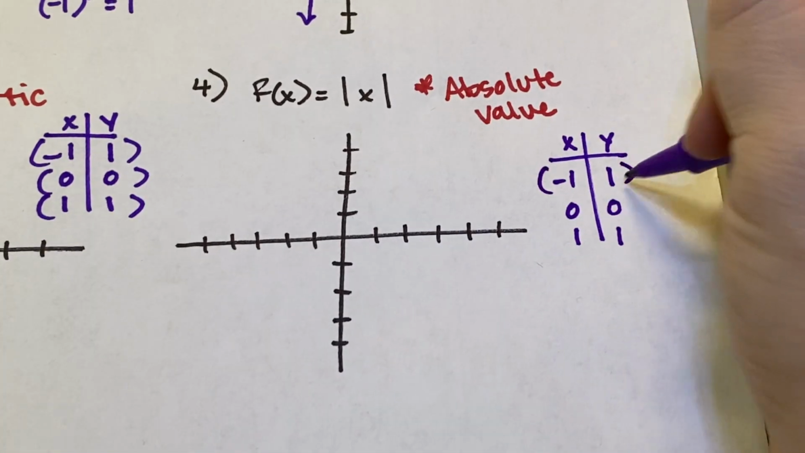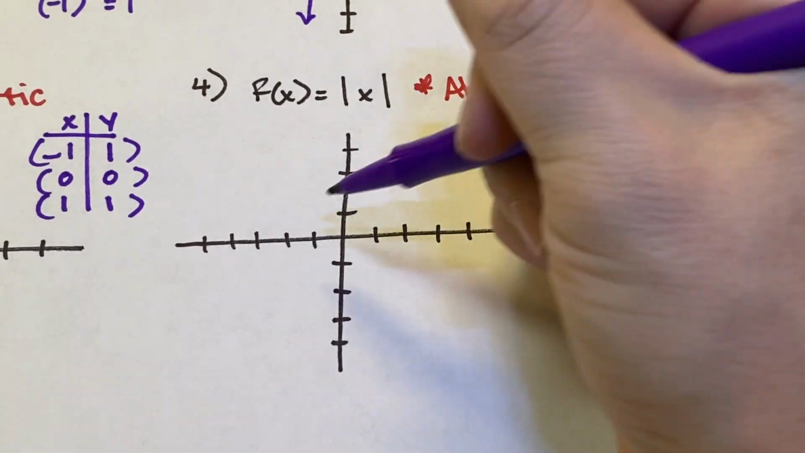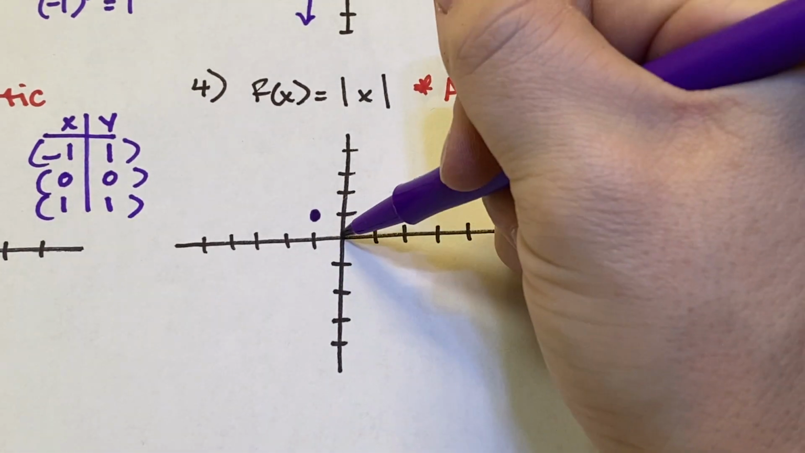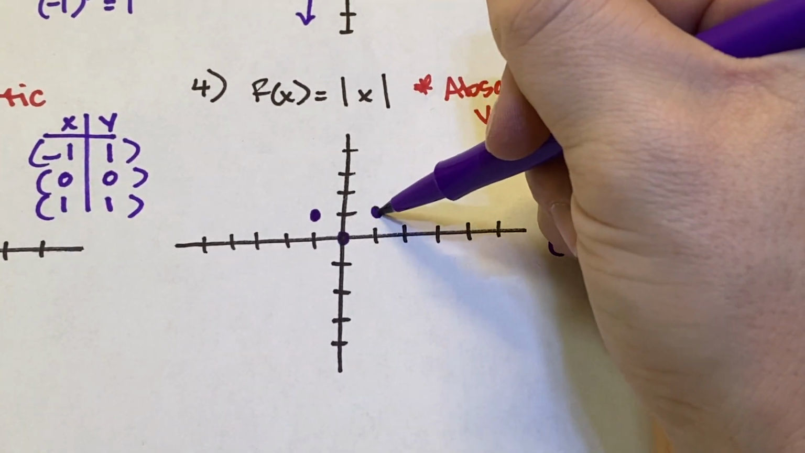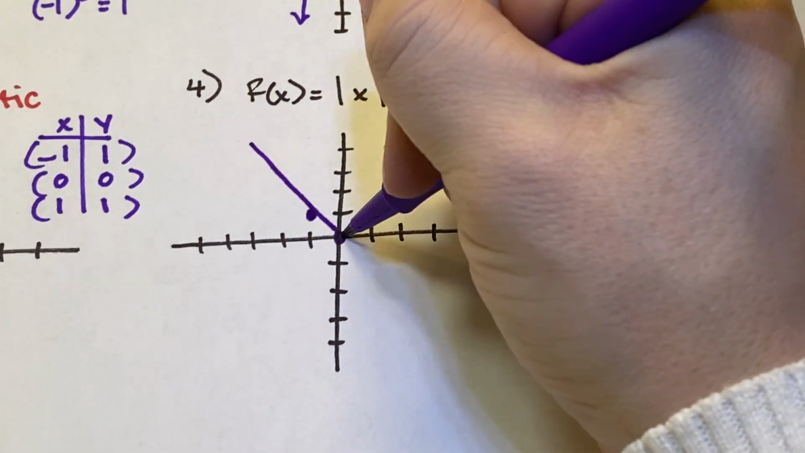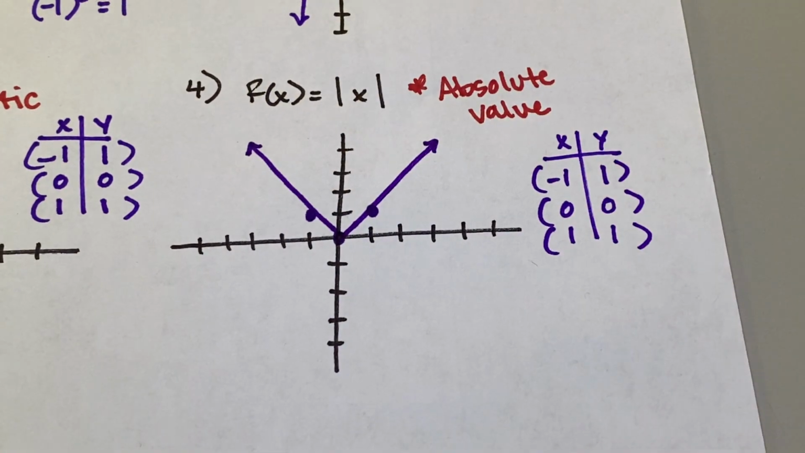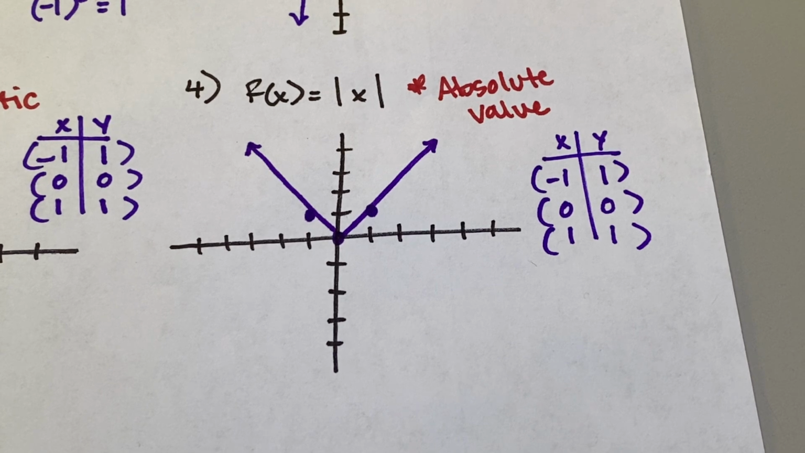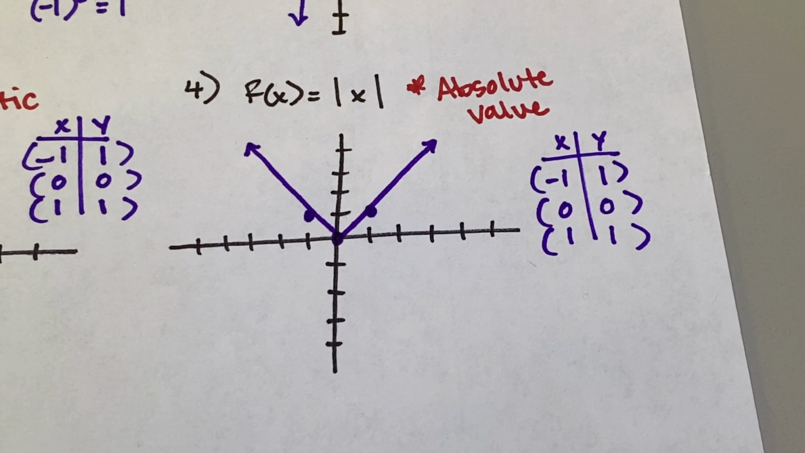So those become our coordinate points: -1, positive 1; 0, 0; positive 1, positive 1. The difference here, remember, is that it's not a U shape, it's a perfect pointy V shape. And there we go, there's our absolute value parent function. It's stretching its arms. Our last parent function we didn't talk about a whole lot, but you're going to need to know the shape for your review and your test.